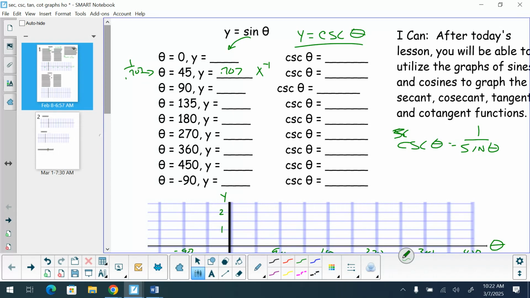But your calculator is equipped with an x to the negative 1 power. If you just hit that button, it'll write ANS and put to the negative 1 power. What that's going to do is reciprocate the answer that you just did. So if you hit the x to the negative 1 power and hit enter, you should get the value of 1.414.